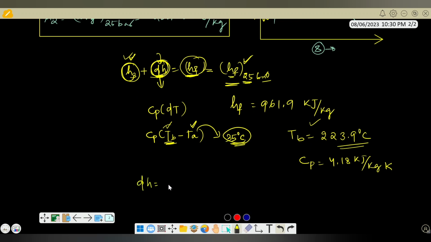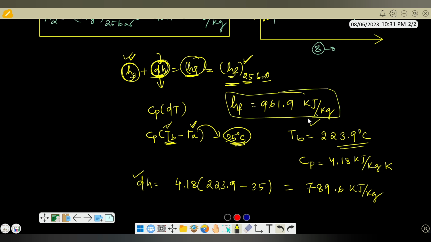Now if we try to find out the value of dH, that also we can calculate. So dH will be equal to 4.18 into (223.9 minus 35). Let me calculate. So you will be getting the dH value, that is 789.6 kilojoule per kg, right? So dH value you calculated, and HF value you found out from the steam table. Now you can find out the value of h3.